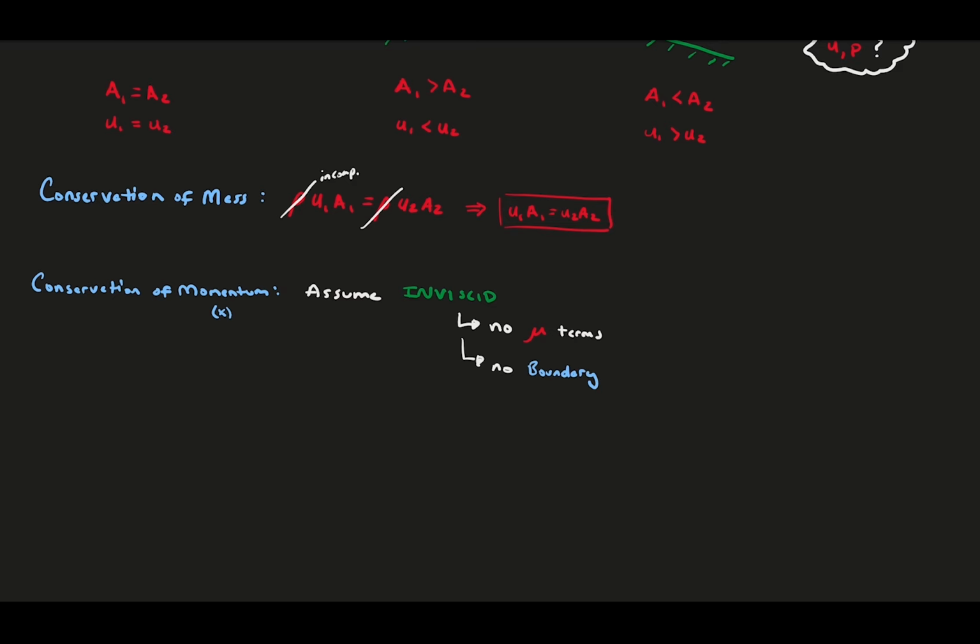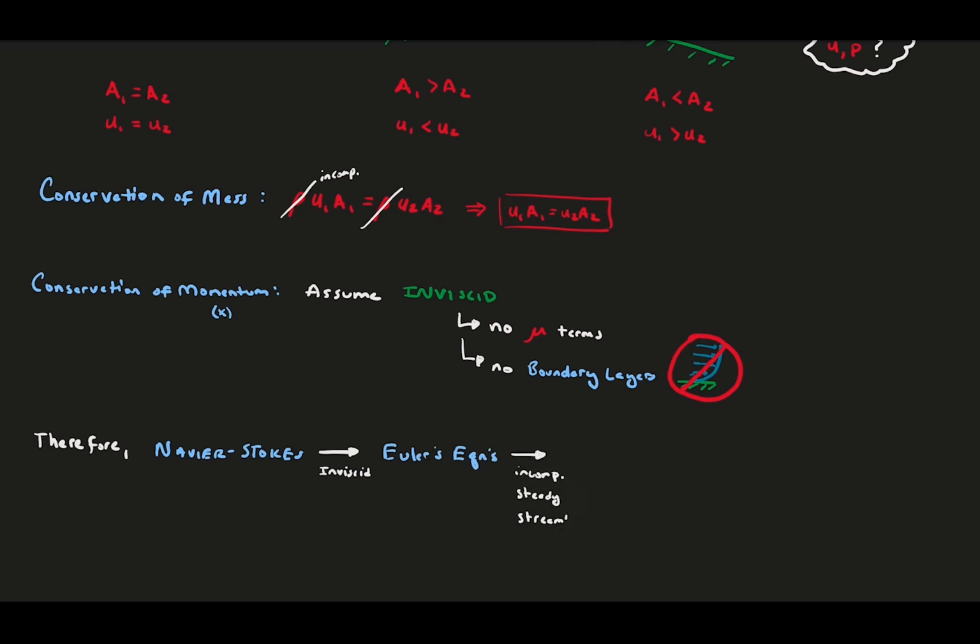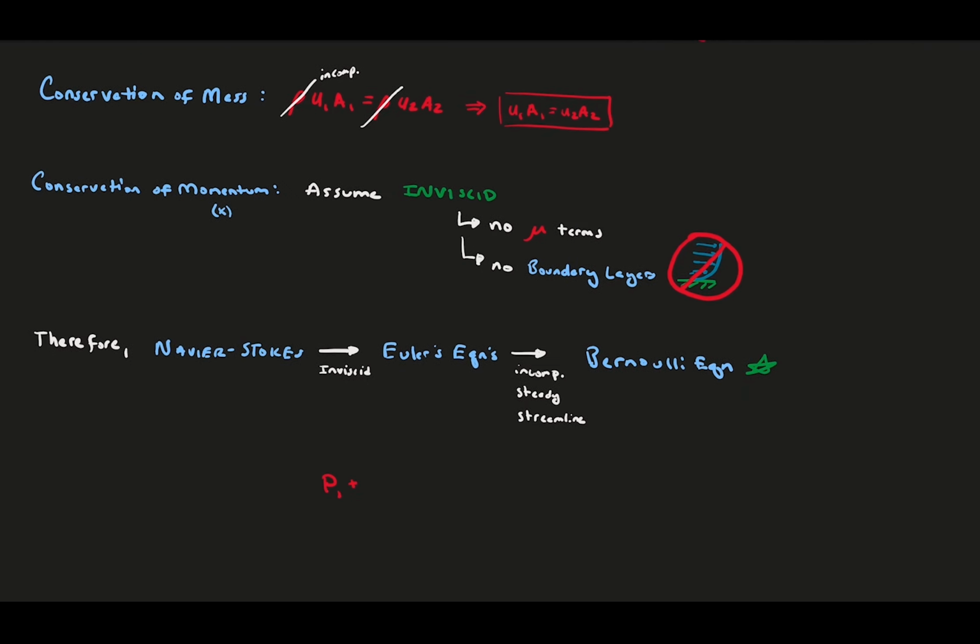If you start with Navier-Stokes and you assume the flow is inviscid, meaning the viscosity terms go to zero, you get the Euler's equations. If you take the Euler's equations and you assume the flow is incompressible, steady, and you consider flow only along a streamline, you get the Bernoulli equation. The Bernoulli equation is everywhere in aerodynamics and hydrodynamics, and if you're interested, we dive a lot deeper into it in another video. Here, we loosely derive the Bernoulli equation, which states that the sum of the pressure and the dynamic pressure at a certain point on a streamline must be equal everywhere on that streamline.